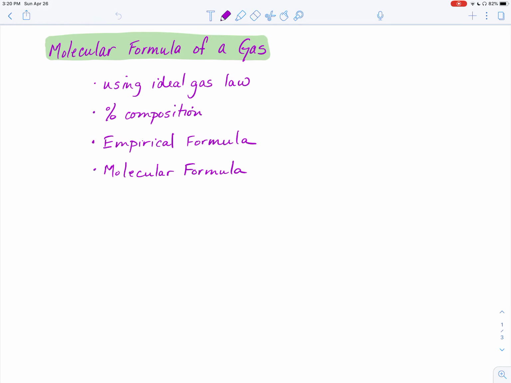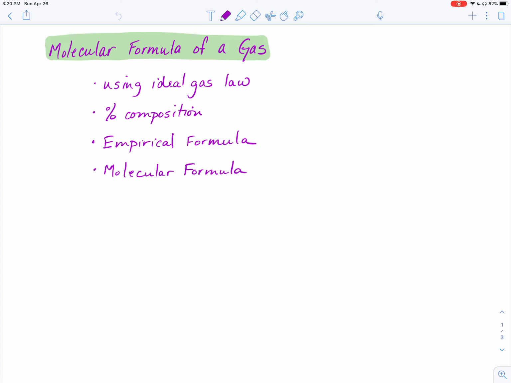In this video, we're going to learn how to determine the molecular formula of a gas using several concepts that we have already looked at in this chapter and previous chapters of this course. We're going to use the ideal gas law and some previous things like percent composition, calculating the empirical formula, and deriving the molecular formula from an empirical formula.